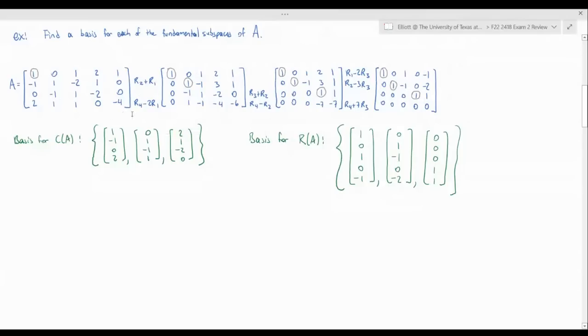So if you do insist on getting your basis from the original for the row space, be aware if you did any row operations. But honestly, it's just easier to always pull it from your reduced matrix, so you don't have to worry about that. So that's why I recommend to just pull it from the reduced matrix to get your basis for the row space. Okay.